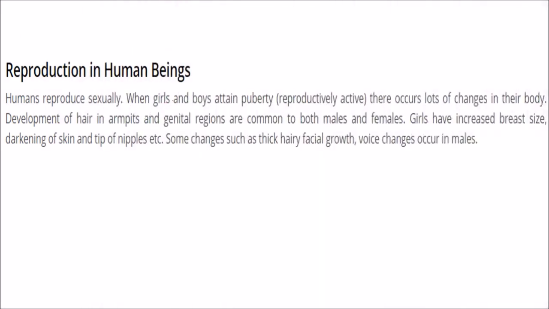Reproduction in human beings. Human beings, one is male, the other is female. So male and female, they reproduce sexually. When girls and boys attain puberty, that is now they are reproductively or sexually active, it means there is a lot of change in their body. For example, hair in the armpit grows, and the genital regions also carry hair. So these are common to both males and females, armpit hair and genital region hair.